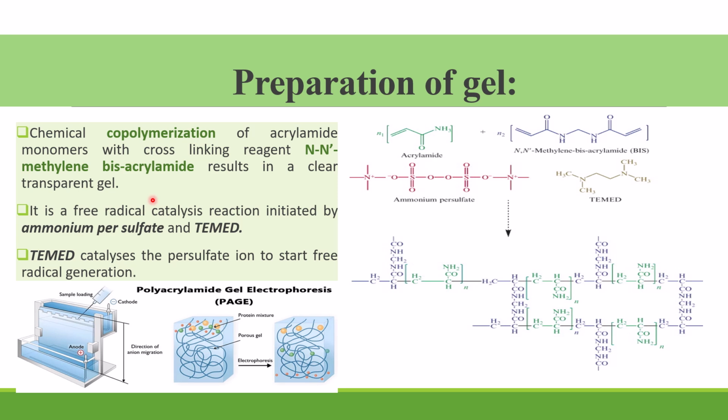Another set of activators are there. There is 10% SDS, we are using 10% SDS. We are using Tris-HCl. It is a free radical catalyzing system. Another we have ammonium persulfate and TEMED. TEMED will activate the ammonium persulfate, and this ammonium persulfate will activate the acrylamide and bisacrylamide copolymerization. TEMED catalyzes the ammonium persulfate ion to start the free radical generation. So when ammonium persulfate and TEMED come in contact, they will form radicals, and after that the copolymerization will start. Okay.